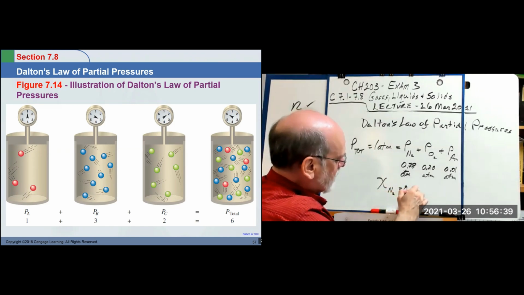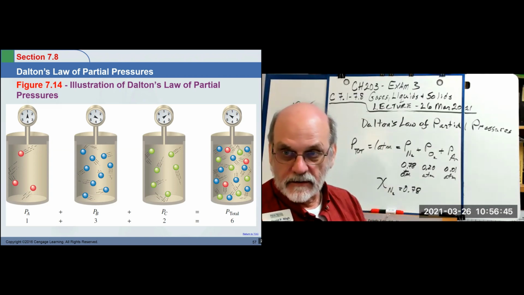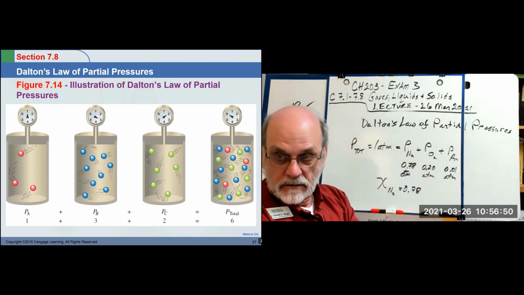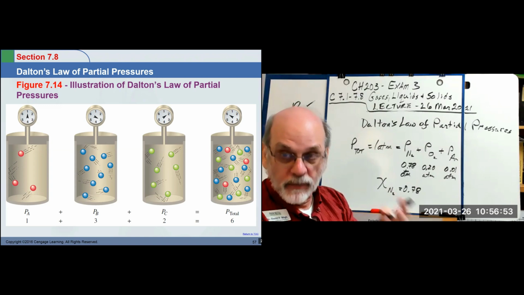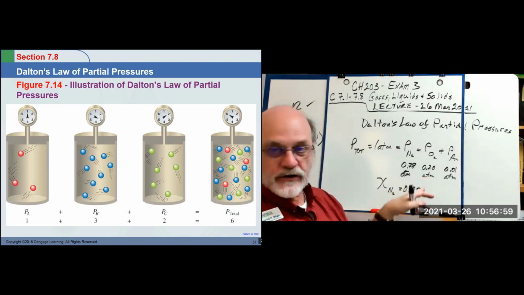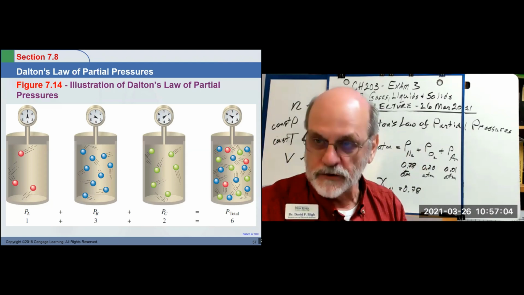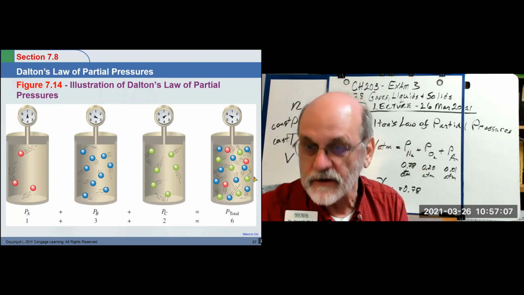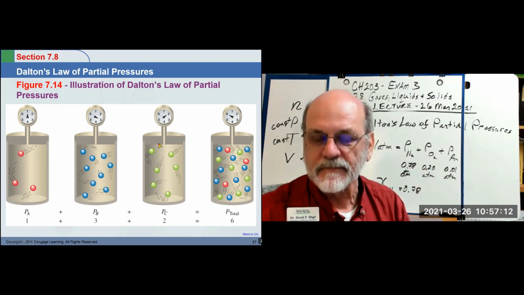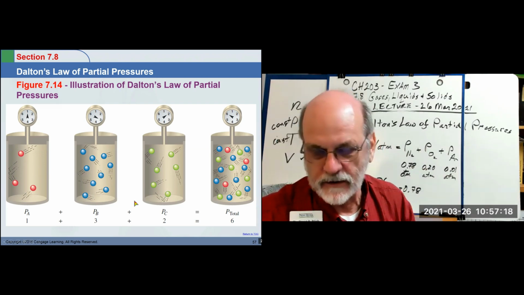The mole fraction of nitrogen in the atmosphere is 0.78. If you have 1 mole total gas, 0.78 of it will be nitrogen if it's air. 0.2 will be the fraction of oxygen. So it's all based upon how many moles you have. When you put more moles together, you get an increase in pressure. And Dalton says that increase of pressure is due to the partial pressure here based on its mole fraction, et cetera, et cetera.